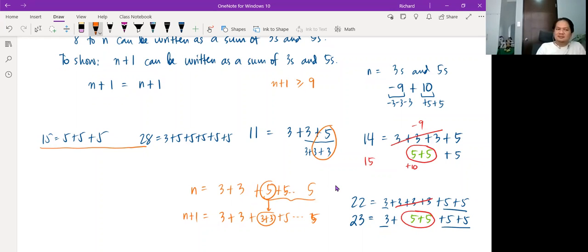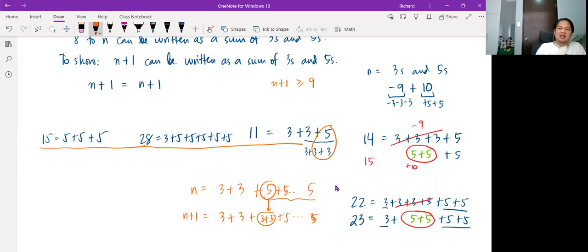N plus 1 is greater than or equal to 8. So if n is greater than or equal to 8, that means it can't be only 3 plus 3. It must have at least a 3 in it. And yes, therefore, that's it. All right, so I think we now have our strategy.